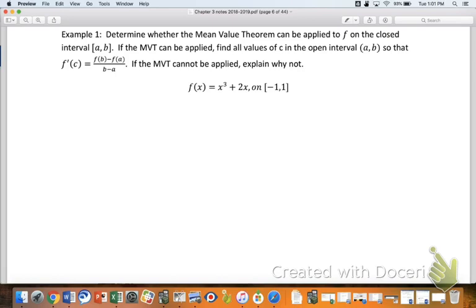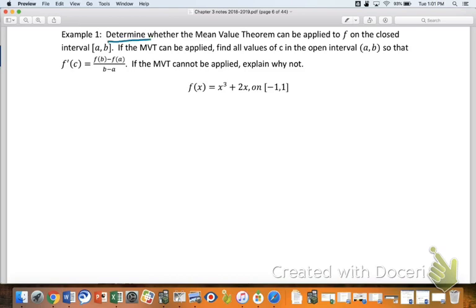So take a look at example number 1. It says, determine whether the mean, and by the way, MVT is an acceptable abbreviation for mean value theorem. Just put MVT. So determine whether the MVT can be applied to f on the closed interval a to b. If the MVT can be applied, find all the values of c in the open interval (a, b) so that that equation is true. If the MVT cannot be applied, explain why not. So we're getting at the conditions here.